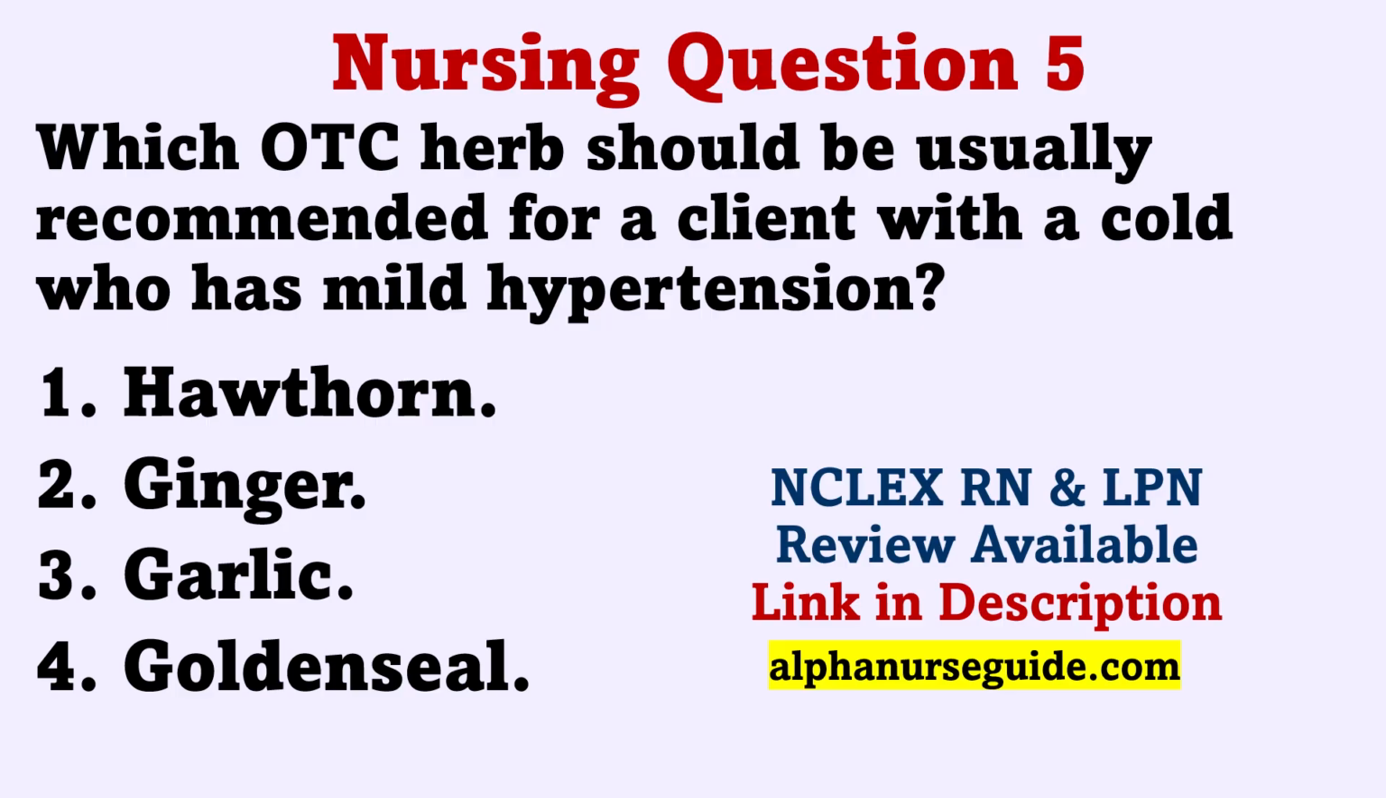Which OTC herb should usually be recommended for a client with a cold who has mild hypertension? 1. Hawthorn. 2. Ginger. 3. Garlic. 4. Golden seal.